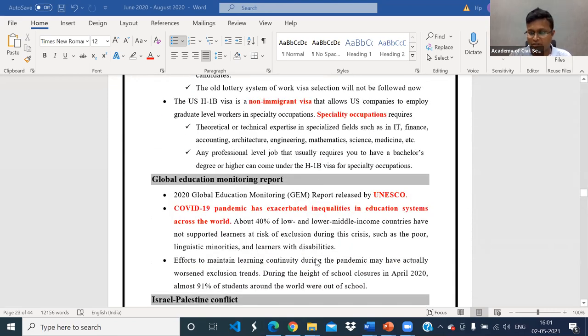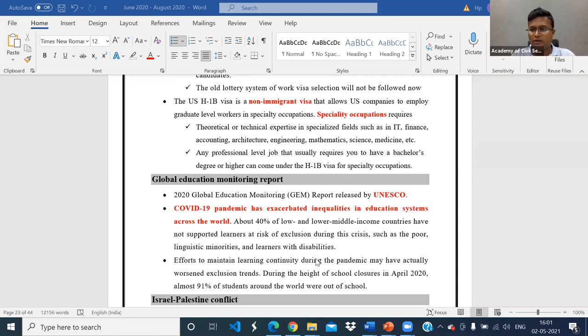Global Education Monitoring Report. It is a report of UNESCO, the United Nations Educational, Scientific and Cultural Organization. UNESCO publishes the Global Education Monitoring Report every year. And during the COVID-19 pandemic, basically our question will be there. Mostly these reports come; reports published in the last one year mostly come in the question from any one international organization.